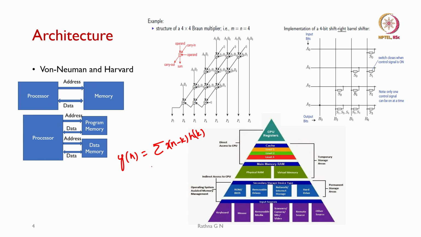So, in most of the applications we said we need multiplication and addition simultaneously, and then we have to access 2 inputs at a time, and we may have to write 1 output. For that reason, the von Neumann architecture is not sufficient. So, we said Harvard architecture was developed for this purpose.